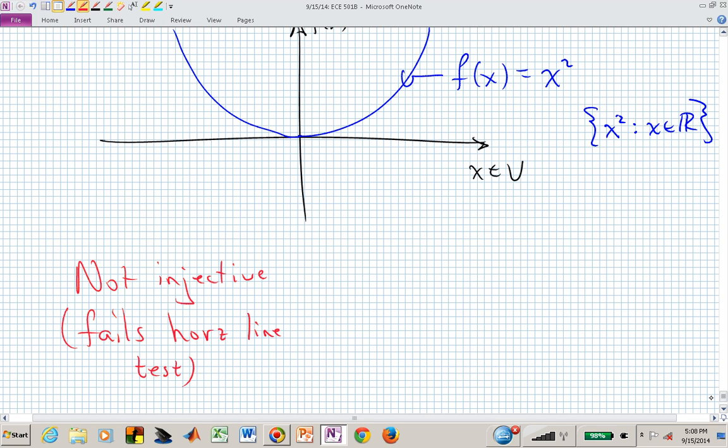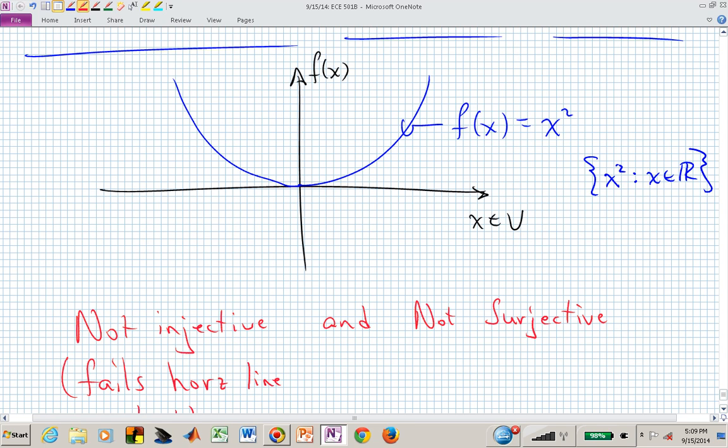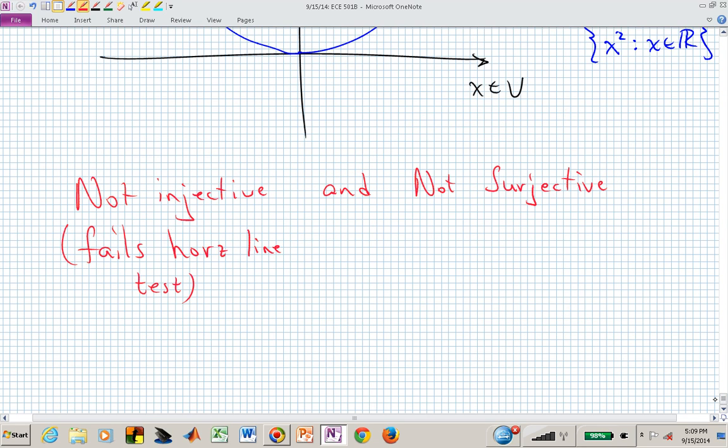Is it surjective? Why is it not surjective? You can't go negative, can you? And we wanted our vertical direction to be the real line. So it's not surjective because the output does not produce negative numbers.